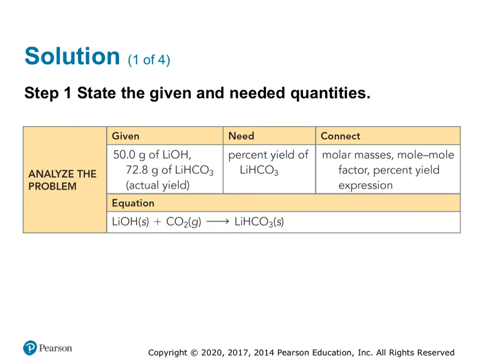When we do percent yield, we have to have it for the same product. So here we have 72.8 grams of lithium bicarbonate. That's our actual yield. So we need to know how much lithium bicarbonate 50 grams of lithium hydroxide produces. So we're going to need to find the percent yield. We're going to need molar masses. We're going to need a mole to mole factor, the mole ratio, and then the percent yield calculation.